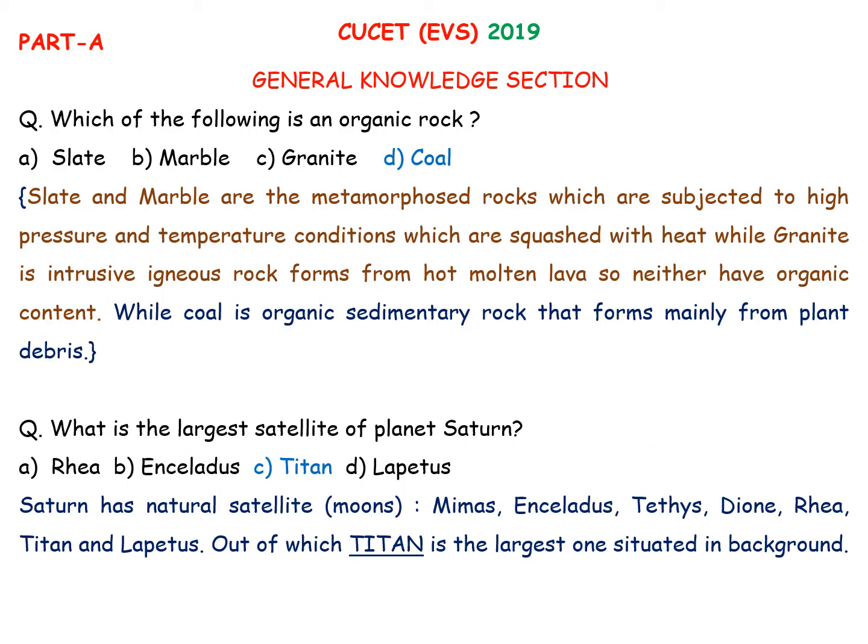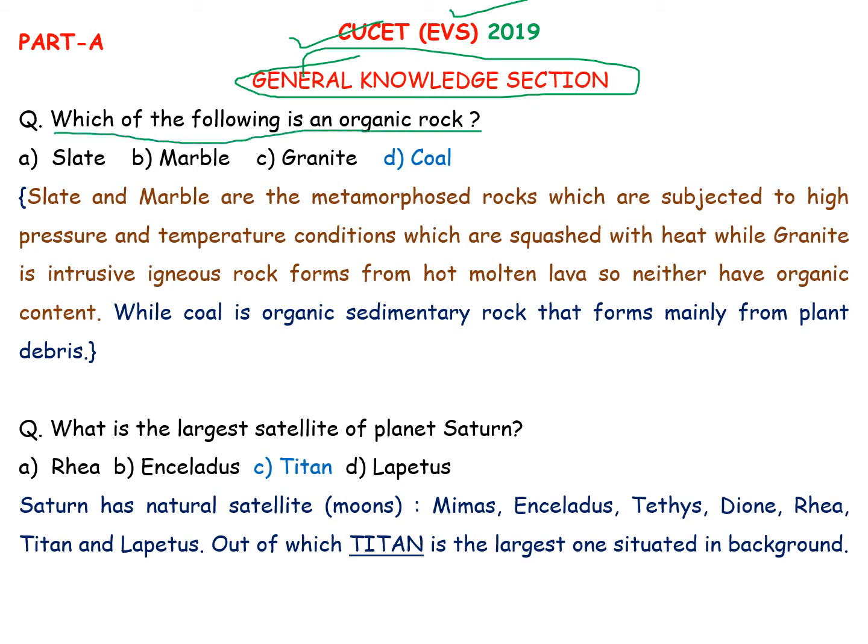So in the CUCET exam, you already know that there are two kinds of sections, part A and part B. Today we will discuss the general knowledge section that came in the EVS exam in 2019. The first question is: which of the following is an organic rock? Here it is given: slate, marble, granite and coal.